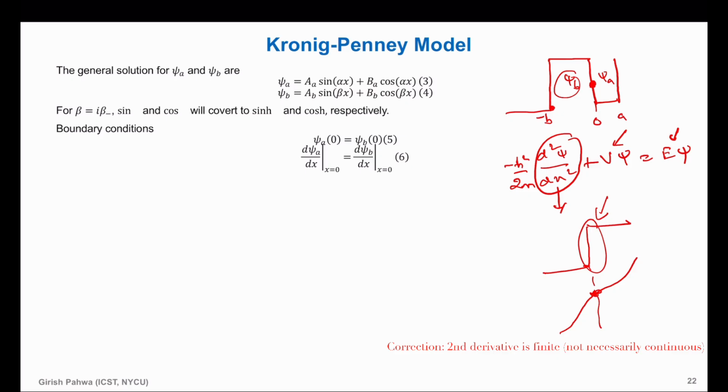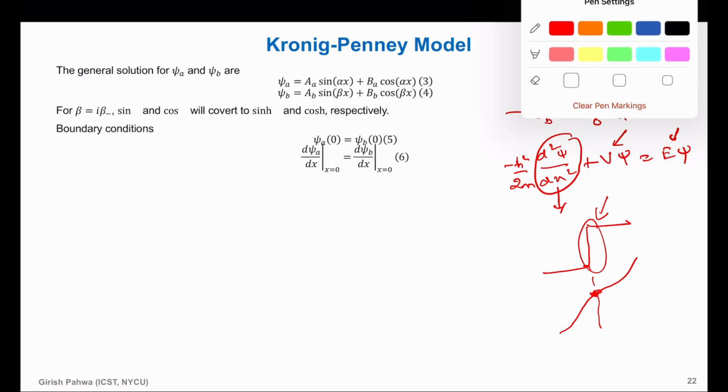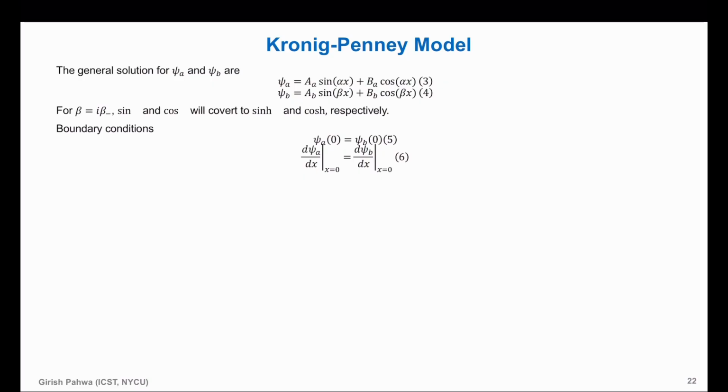Yes, if V is infinite, that's a separate thing. For example, a delta function or something which peaks at one particular point. In those cases, the second derivative may not be continuous. So then you also remove the restriction of the continuity of the first derivative. Only in that case. Okay. So let's clear this. This is just the two boundary conditions I have.